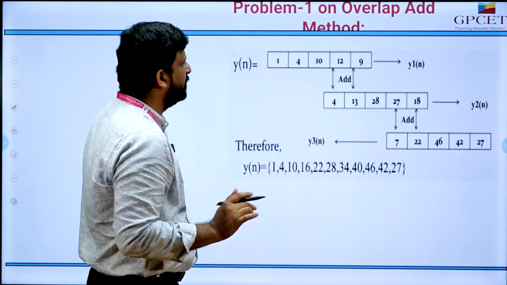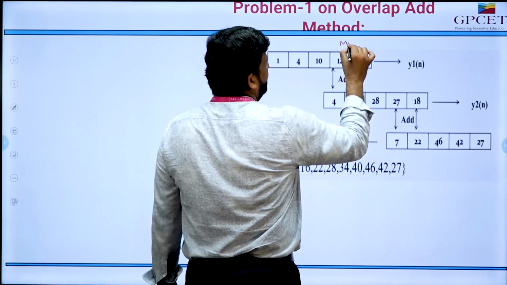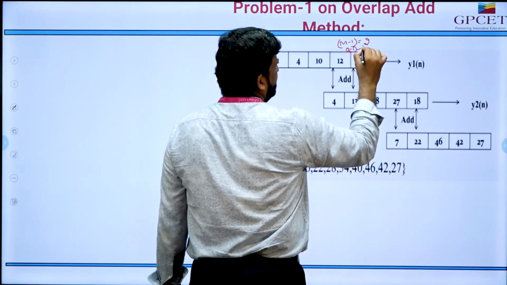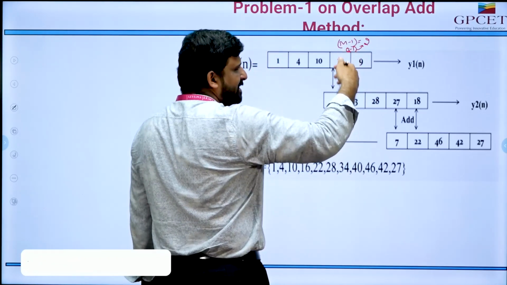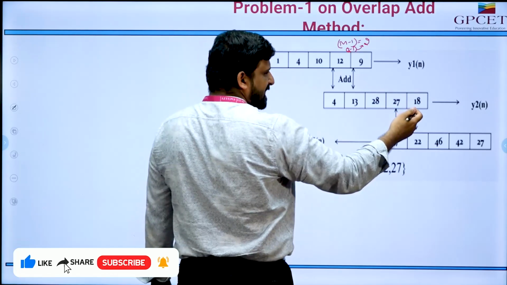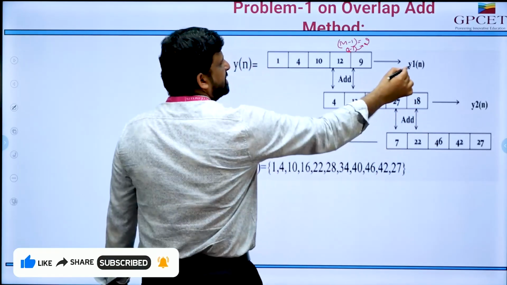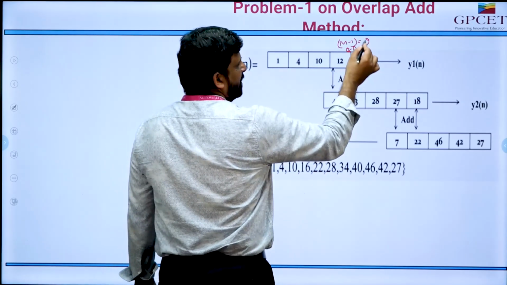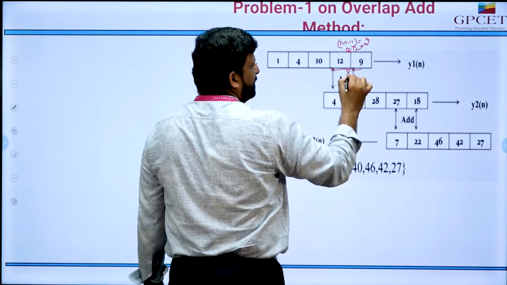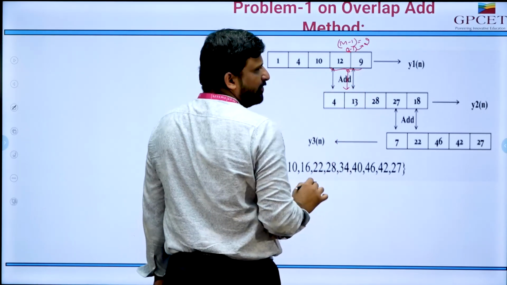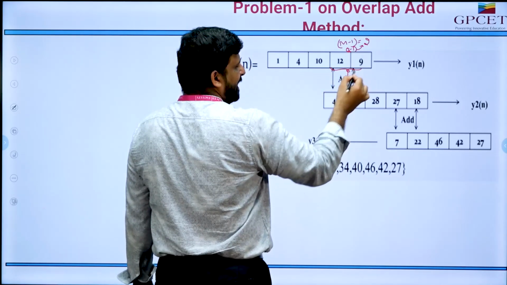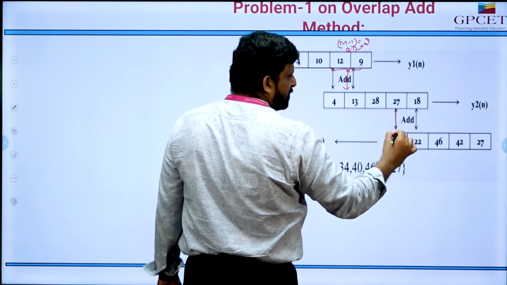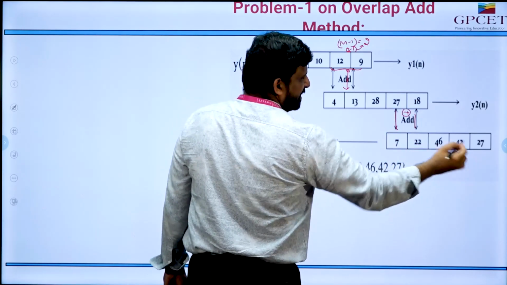In the last step, I told you that the last m-1 samples, that is 2, are added to the next succeeding output. We know that m is equal to 3, so 3 minus 1 is equal to 2 samples are added to the next succeeding output. Now this is the y1 of n output I got, that is 1, 4, 10, 12, 9. In this, the last 2 samples are added to the first 2 samples of y2 of n, that is 12 plus 12 and 9 added to 4 plus 13. Similarly, in y2 of n, the last 2 samples are added to the first 2 samples of y3 of n.